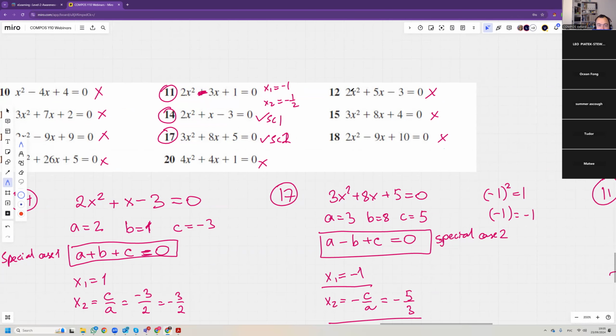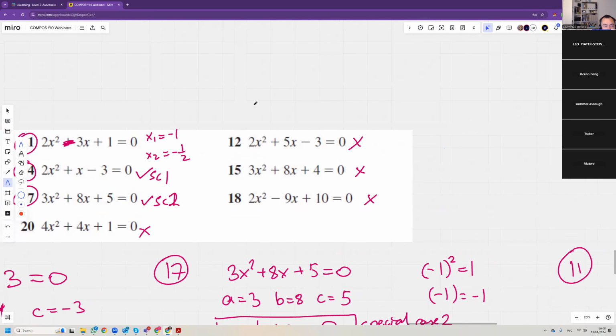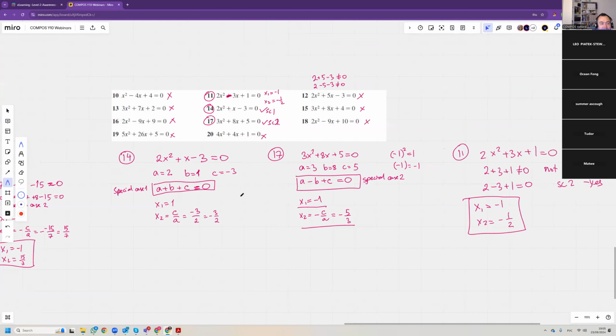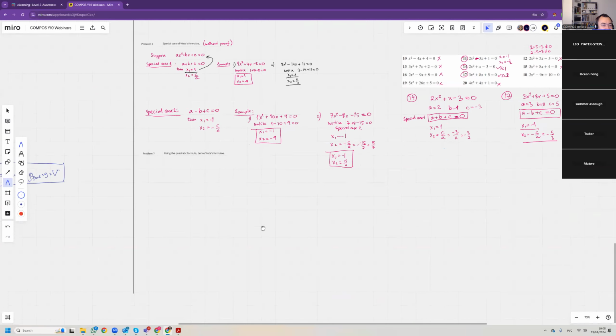This one is a candidate, number 12. It looks like it should be a special case, but it's not, because 2 plus 5 minus 3 is not 0. And 2 minus 5 minus 3 is also not 0, so not a special case. But surprisingly often, you will find the special cases.